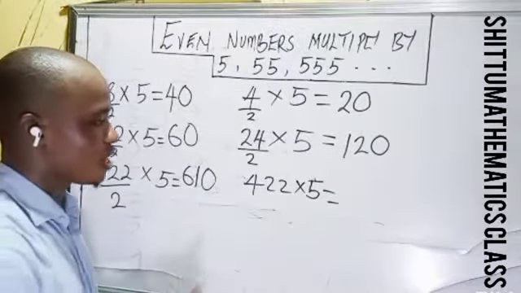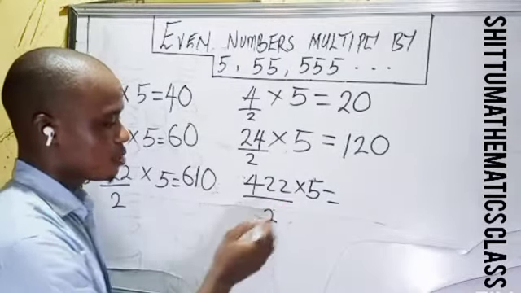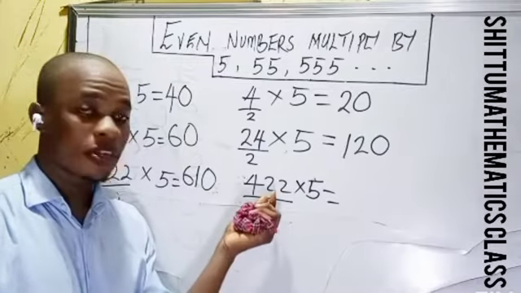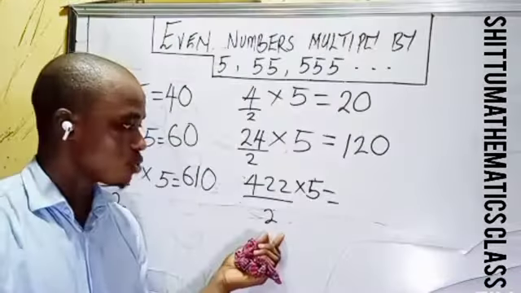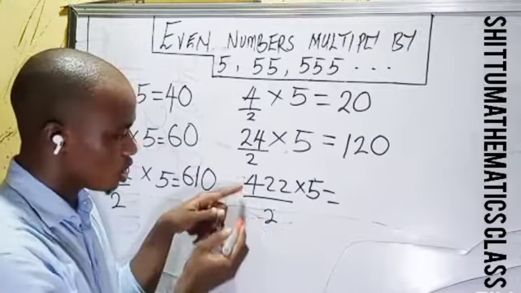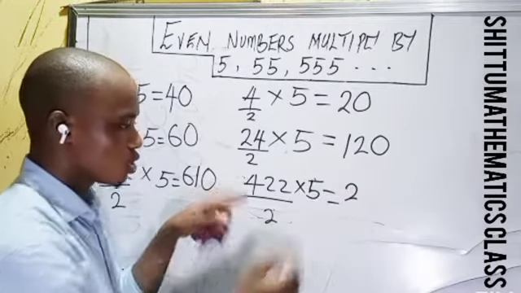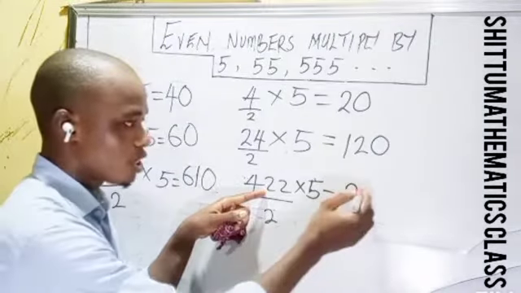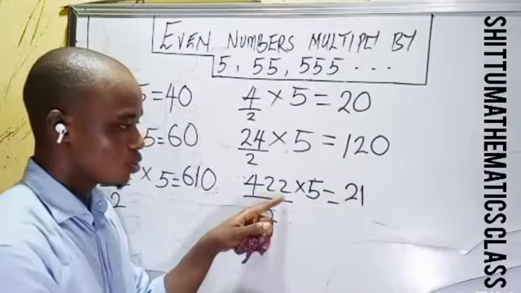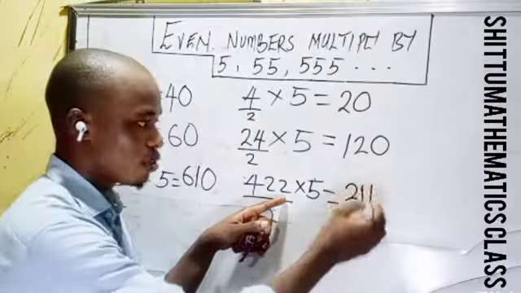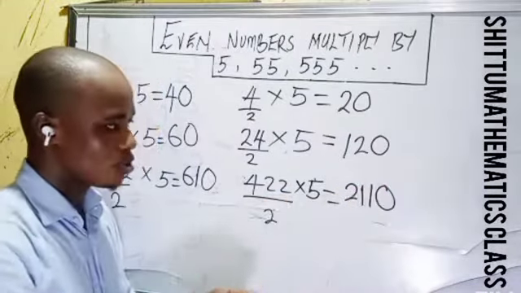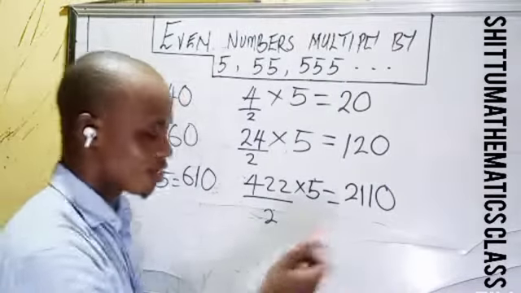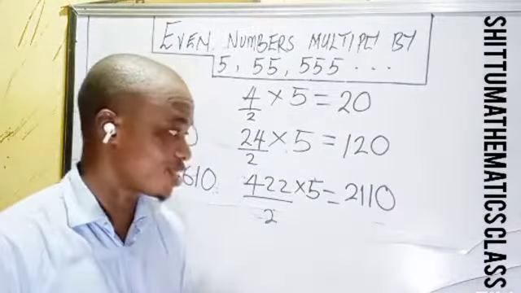Then let's go further to this place. We have this divided by 2, that is 422 divided by 2. This is going to give us 2 in 4 is 2, 2 in 2 is 1, 2 in 2 is 1. Then add 0. So we are going to have 2,110 to be our final result.